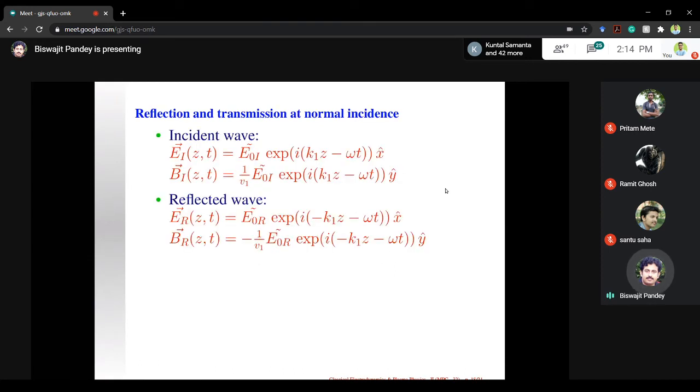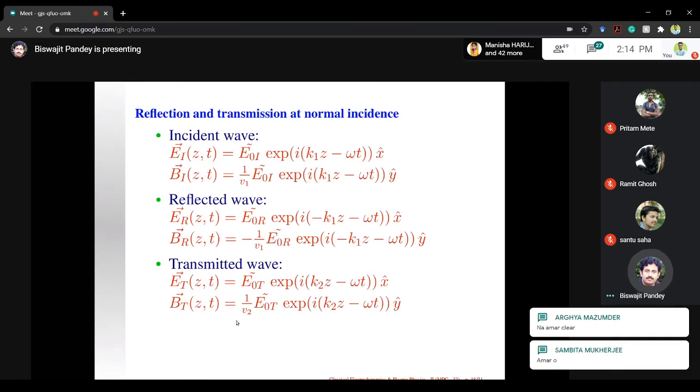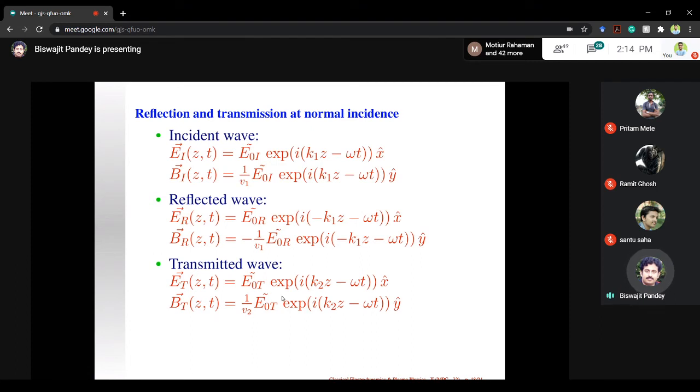So in the same way, we can calculate Vt, which is 1 by V2. It is propagating along the positive z direction. So K2 cap equal to z cap. It's the positive sign here. And Z cap cross X cap will again give you Y cap.